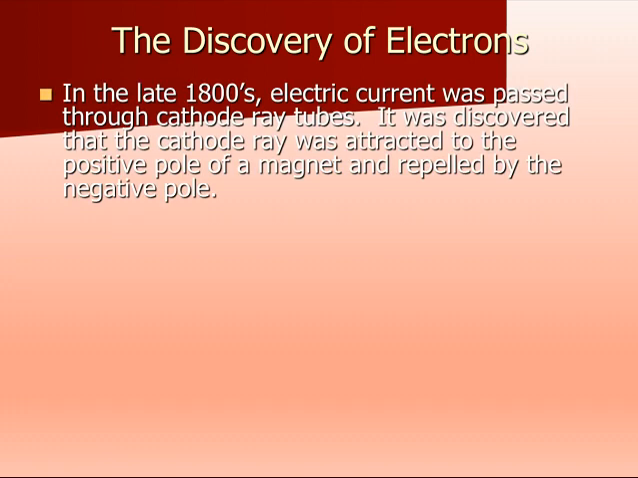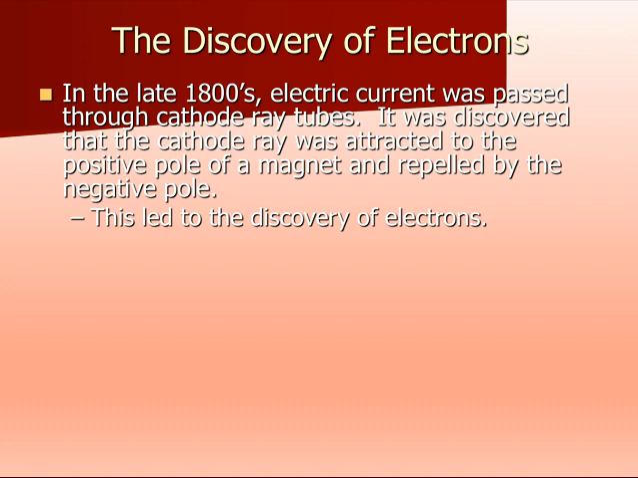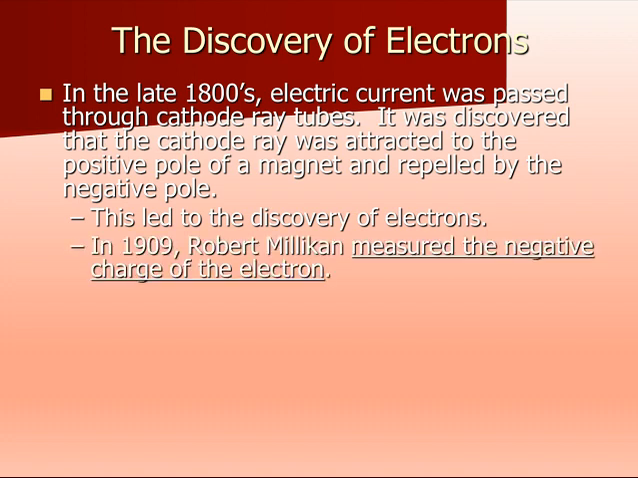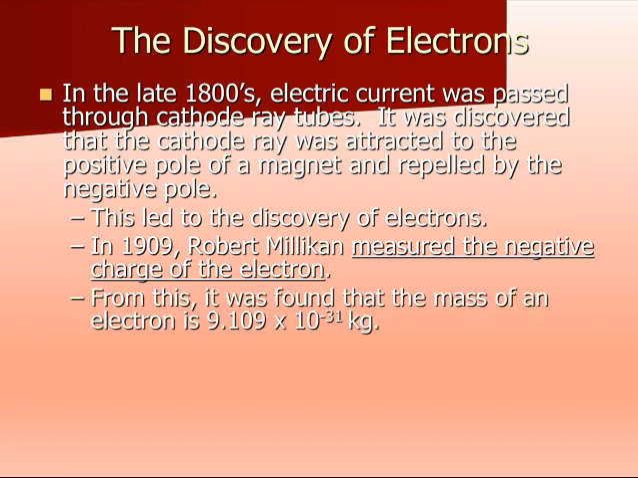Let's start with the discovery of the electron, just going in chronological order. In the late 1800s, electric current was passed through cathode ray tubes. It was discovered that the cathode ray was attracted to the positive pole of a magnet and repelled by the negative pole. This led to the discovery of electrons. In 1909, Robert Millikan measured the negative charge of the electron. He was able to quantify how much charge an electron had. With that piece of information, he was also able to calculate the mass of an electron. For now, all you need to know is that number is very, very small.